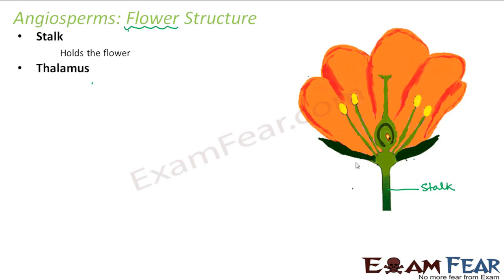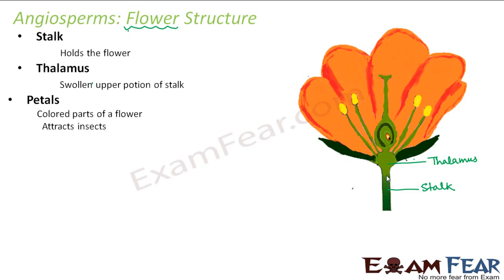Next is the thalamus. This portion is known as the thalamus. It is the swollen upper portion of the stalk. So this is the stalk, and the upper portion of the stalk is a swollen structure, which is the thalamus.